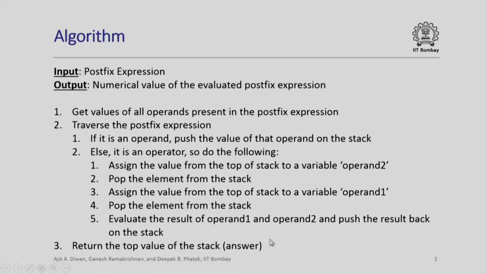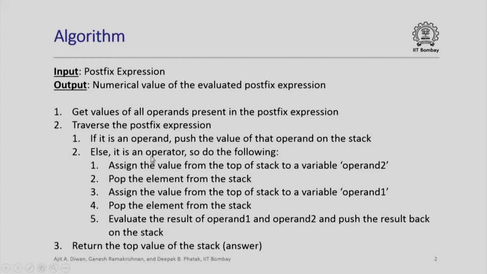Let us very briefly recapitulate the algorithm that we had developed last time. Given a postfix expression as an input string, we want to output the numerical value of the evaluated expression. So, the steps are very simple really. First is get values of all operands present in the postfix expression. Once we get that, we traverse the postfix expression character by character. We examine each character. If the character is an operand, we push the value of that operand on the stack.